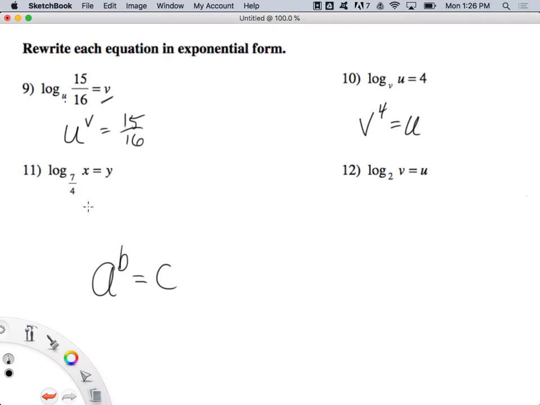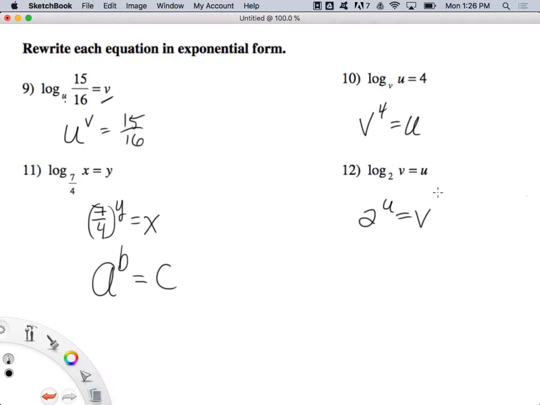All right. 7/4 to the y equals x. 2 to the u equals v. You guys following this? Yes, sir. Good.